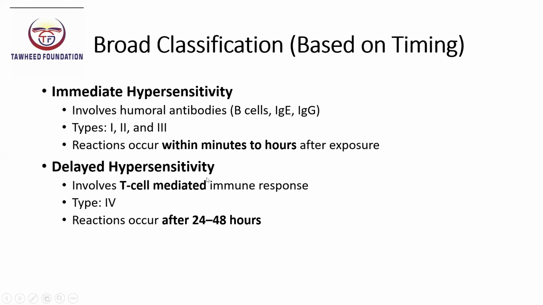Delayed hypersensitivity, on the other hand, involves T cells rather than antibodies. This is type 4 hypersensitivity, and the reaction develops more slowly, usually after 24 to 48 hours. Understanding this timing is important because it affects both the diagnosis and management of hypersensitivity disorders.